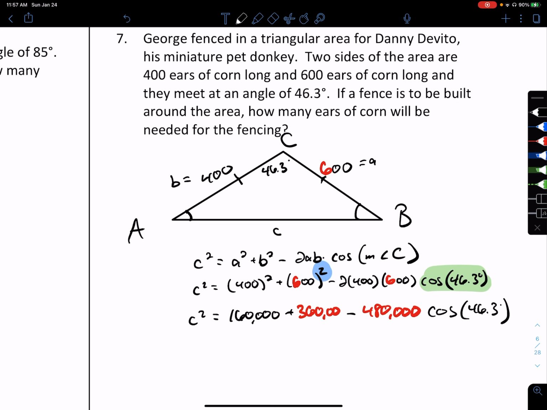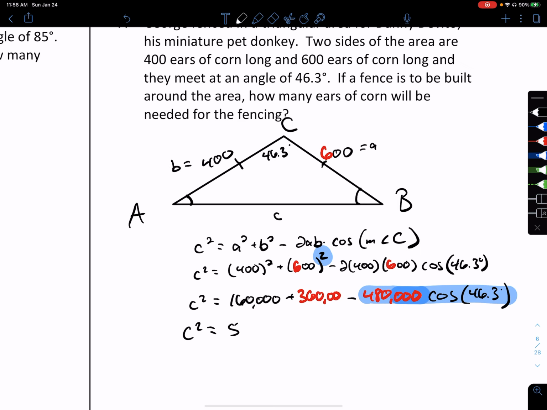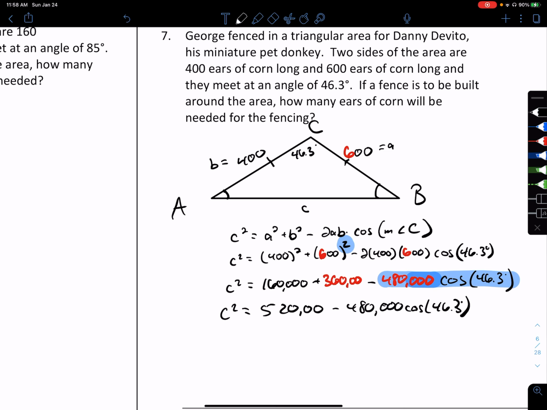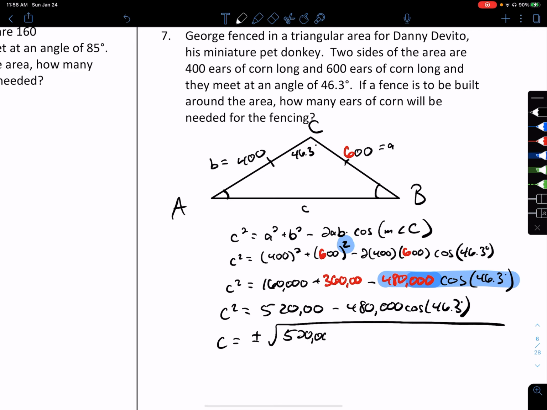Now we combine like terms. It's important to note this is all one term right here. Terms are separated by addition and subtraction. So these are like terms. This is all one term that's not like those because it has a cosine of 46.3 in it. So c squared is going to be 520,000 minus 480,000 times cosine of 46.3 degrees. This is as simple as we can make the right side without rounding. To get c by itself, we're going to square root both sides. We're looking for a positive answer because we are measuring ears of corn.